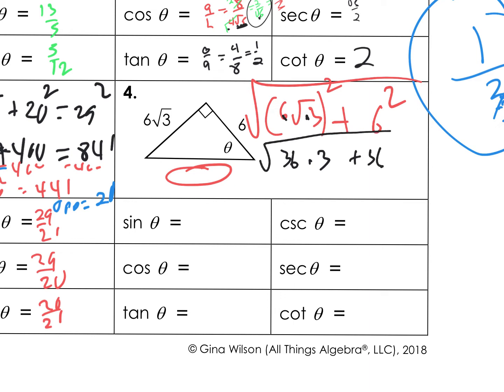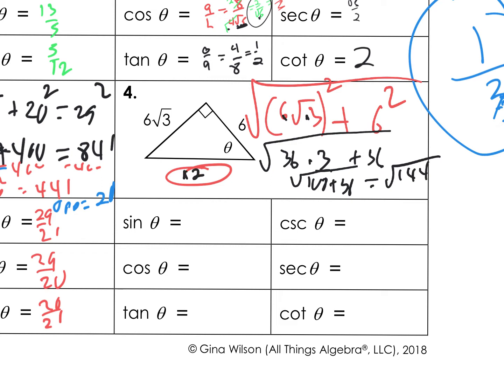Now, I don't know if I want to do 36 times 3 in my head. I think it's 108. I don't know. 36 times 3 is 108. I was right. So it's the square root of 108 plus 36. 36 plus 108 is how much? 144. Oh, I know the square root of 144. That's 12. Look at that.